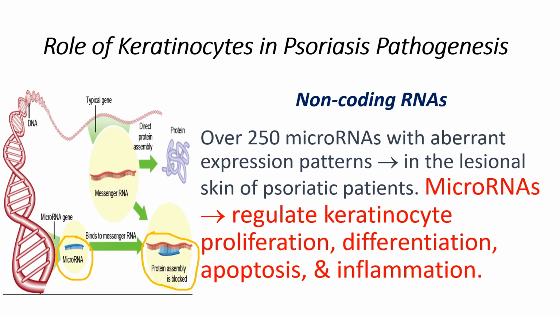Extensive research has identified over 250 microRNAs with apparent expression patterns in lesional skin of psoriatic patients, which highlights their significance in modulating the functions of various cell types, including keratinocytes and leukocytes, as well as their strong interplay. MicroRNAs play key roles in essential aspects of psoriasis, such as regulating keratinocyte proliferation, differentiation, apoptosis, and inflammation.